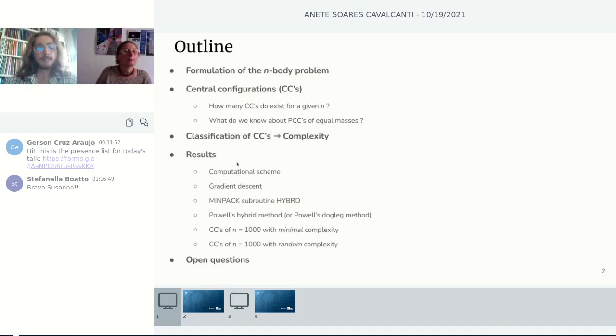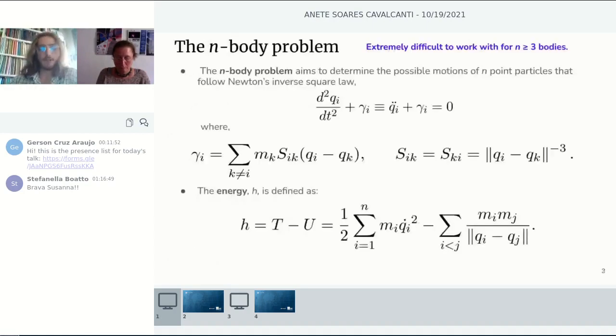Then I will briefly explain how I have been able to compute them, also with the gradient descent method. Mainly, I use a Fortran library called MINPACK, which has a subroutine called hybrid, that is basically an adaptation of Powell's hybrid method, also known as Powell's dogleg method. And finally, I will present these central configurations of 1,000 bodies, in the case of minimal complexity and in the case of random complexity.